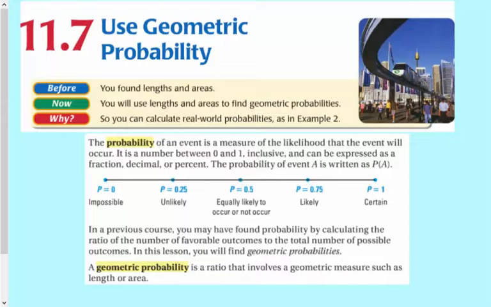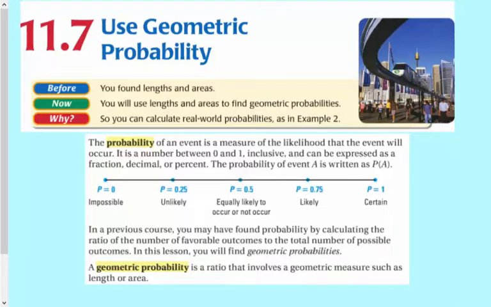So you guys have probably heard about probability. It's the likelihood of an event occurring. You know, 50-50 equal to happen or not. 1 or 100% means it's going to happen. 0 means it's impossible. 25% unlikely, 75% more than likely.